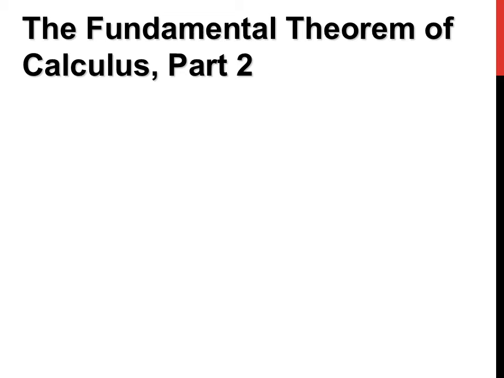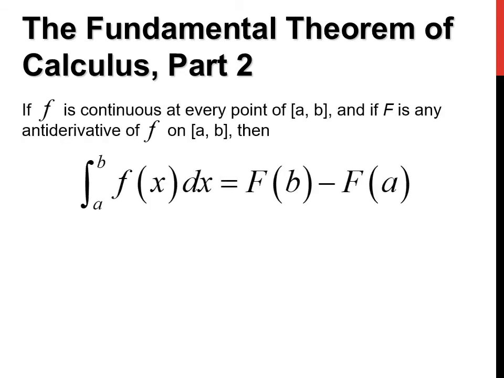The fundamental theorem of calculus has two parts. We have already seen the first part. Now we will see the second part of the theorem, which is stated as follows. If small f is a continuous function at every point of the interval from a to b, and capital F is its antiderivative on the same interval, then the integral of small f of x dx from a to b is equal to capital F of b minus capital F of a. Which means if capital F is the antiderivative of small f, then the integral is a numeric value calculated as the difference F of b minus F of a, where capital F is the antiderivative of small f.